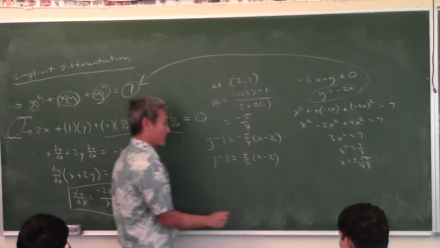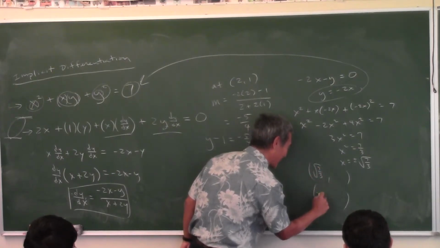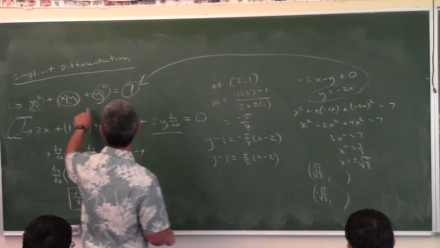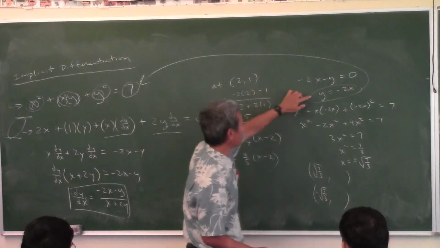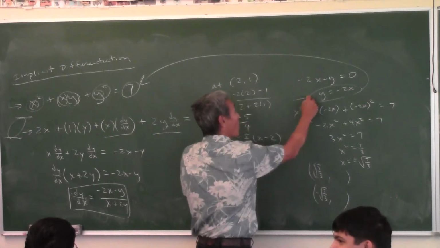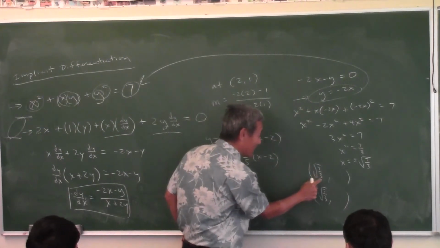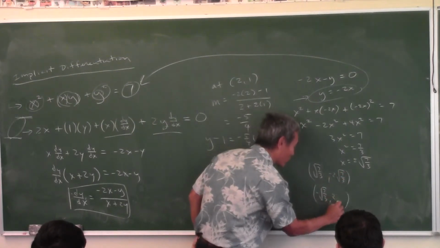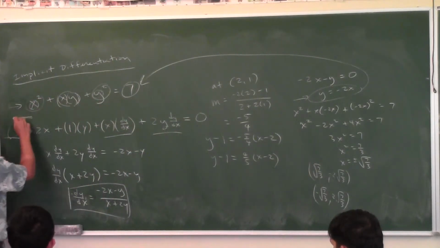So once I find the x coordinates, plus root 7/3, negative root 7/3, what's the fastest way to get the y coordinates? Should I plug it into this ugly thing? Or should I plug it into that nice thing? Why do you want to do that though? The y coordinate is simply negative 2 times the x coordinate. Simply multiply that by negative 2, and there you go. Those are the 2 points where the tangent line is horizontal.